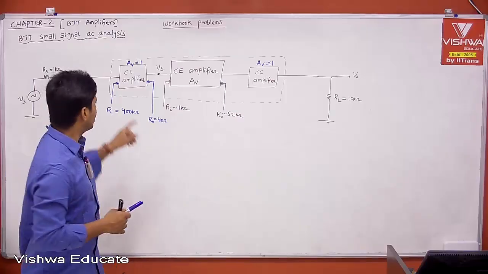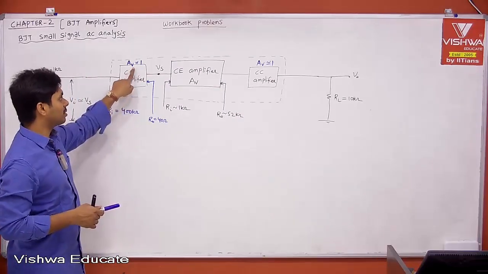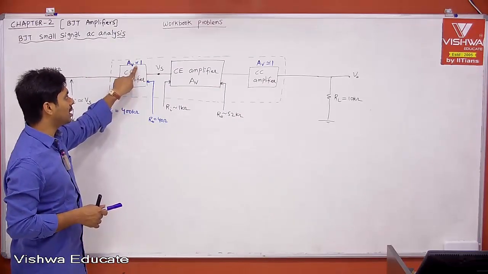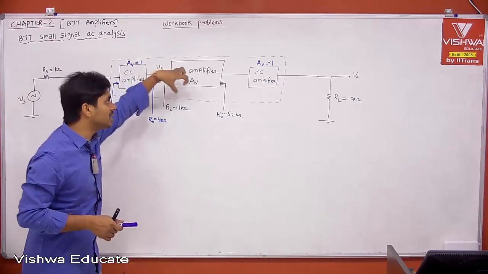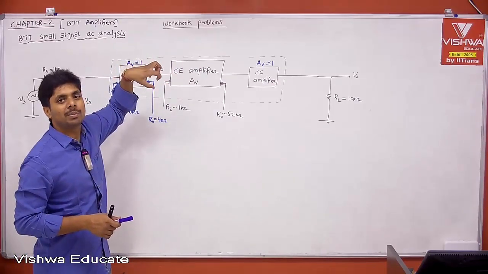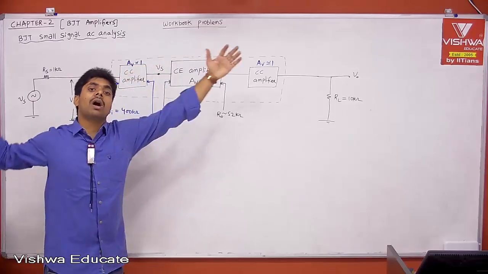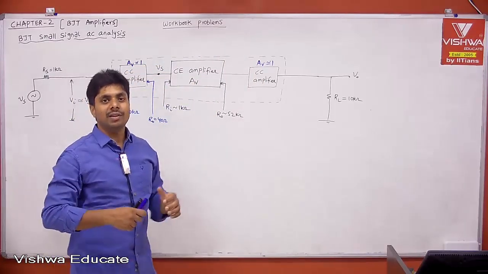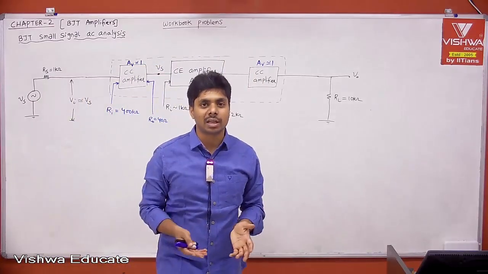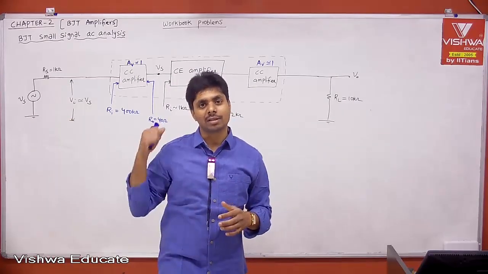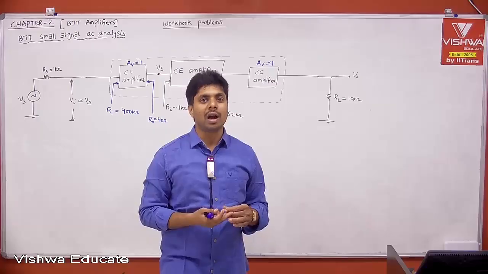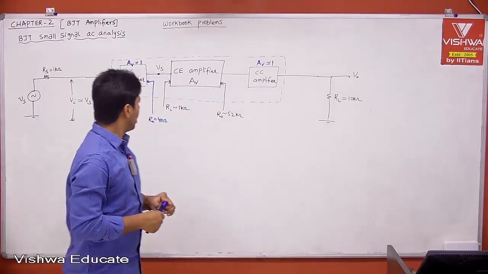But what is that? It is because of your CC amplifier. Even though the CC amplifier is not giving any voltage gain, it is doing the interaction, and that is helping us to utilize the overall voltage gain from your CE amplifier, and we are getting overall improvement in the gain. Even though directly it is not giving voltage gain, it is helping to get overall gain from your system. That is the purpose of a buffer amplifier or isolation amplifier. Okay, I hope this is clear.